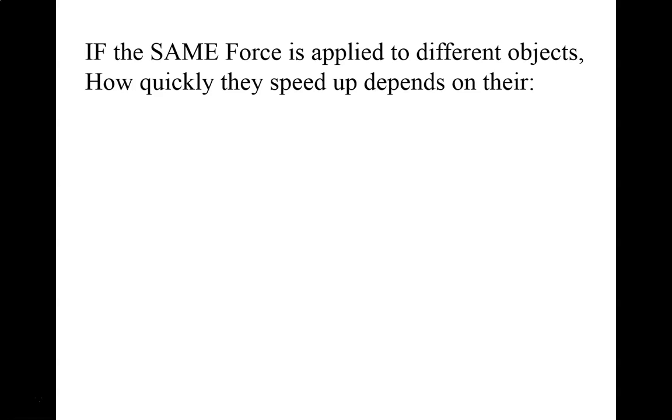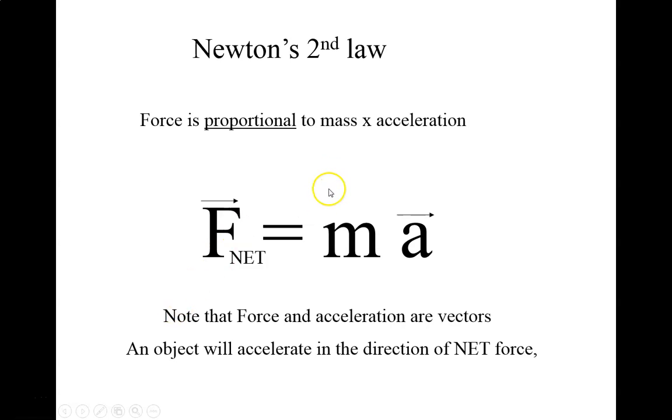Okay, so even if I were to apply the same force to two different objects, they're going to speed up differently depending on their mass. We can express this as Newton's second law, F equals ma, where it says the force required to accelerate a mass m at acceleration a. So F, the force, whatever force is required, is based on the mass times the acceleration. An object is going to accelerate in the same direction as the net force is applied, proportional to its mass.